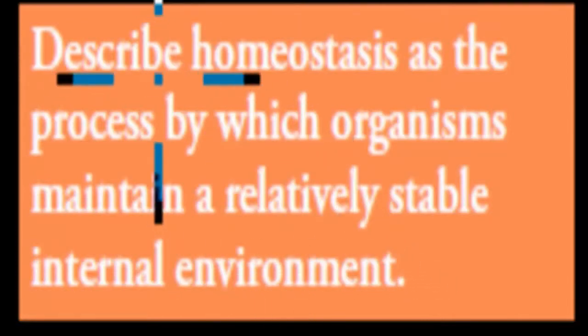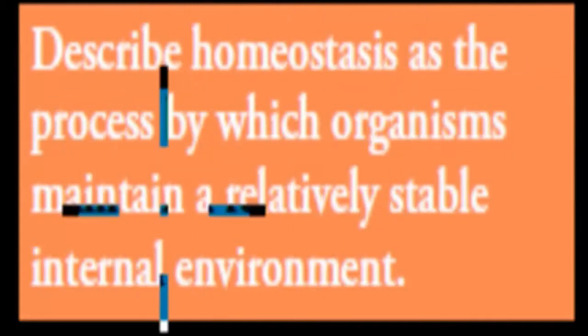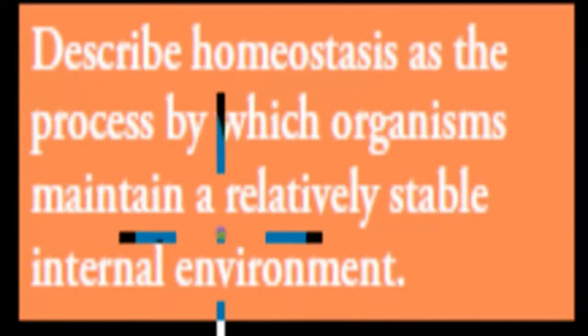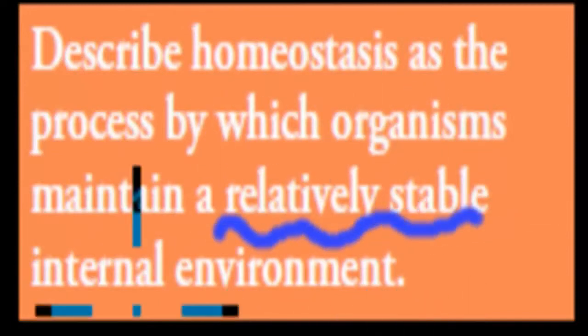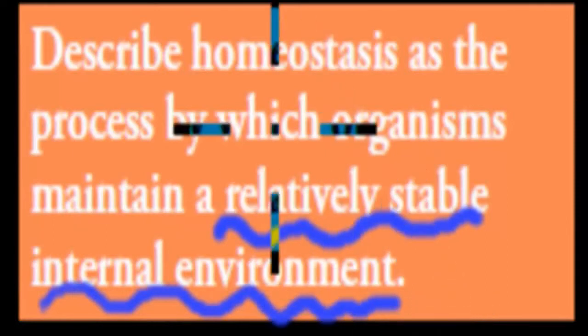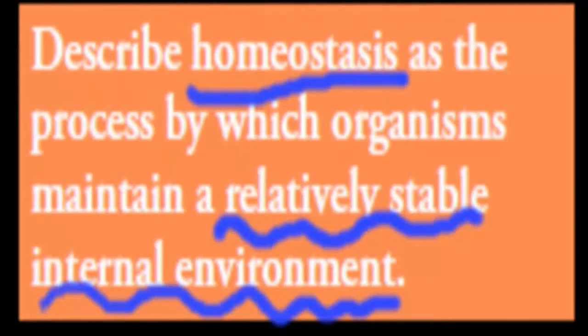So I'll read the actual dot point. It says, describe homeostasis as a process by which organisms maintain a relatively stable internal environment. So we're going to talk about how it's possible to maintain a relatively stable internal environment, and that's through homeostasis. The actual verb is describe, so we have to describe it.